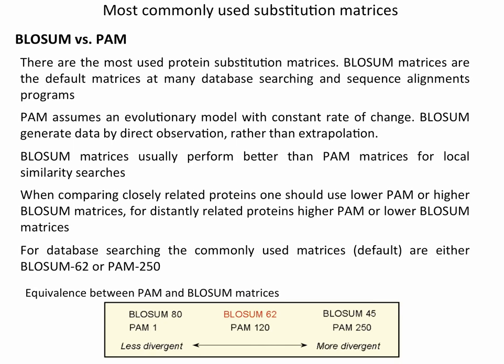If we want to compare BLOSUM versus PAM matrices, we could say that they are the most used protein substitution matrices, that PAM assumes an evolutionary model with a constant rate of change, whereas BLOSUM generates the data by direct observation rather than extrapolation, and that BLOSUM matrices usually perform better than PAM matrices for local and similarity searches. The rule is that when we compare closely related proteins, we want to use a lower PAM or higher BLOSUM matrix, and for distantly related proteins, we should use a higher PAM or lower BLOSUM matrix.